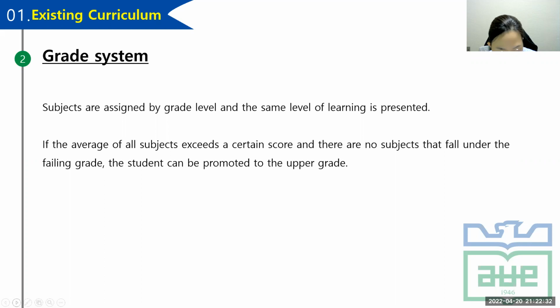Subjects are assigned by grade level, and the same level of learning is presented. If the average of the entire subject exceeds a certain score, and there is no subject that fails, the student may be promoted to an upper grade. However, if the average score of all subjects is not exceeded, or if there is a failure in even one subject, a student will be retained.